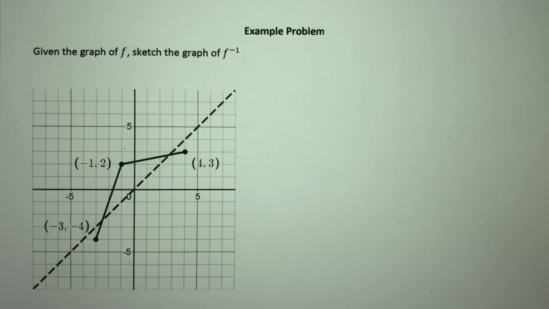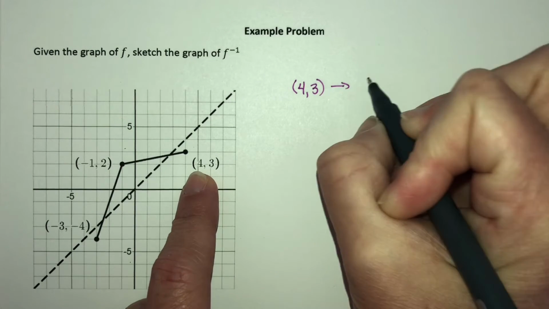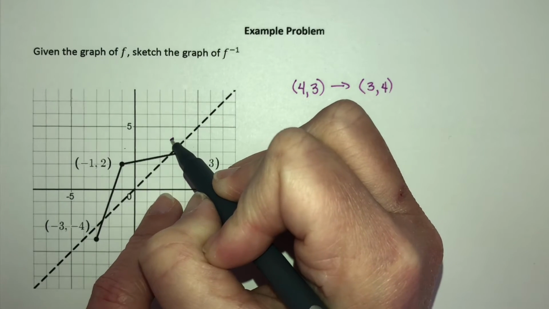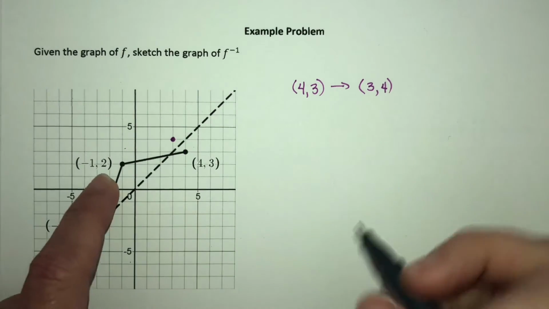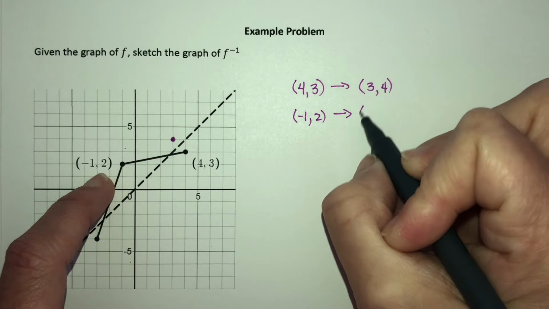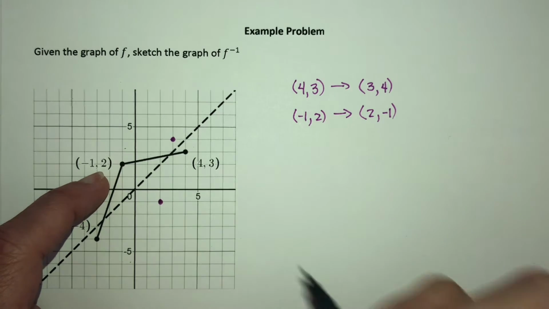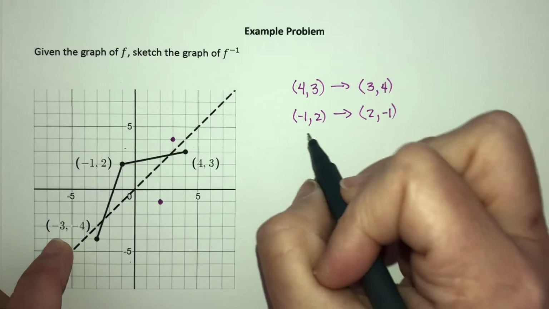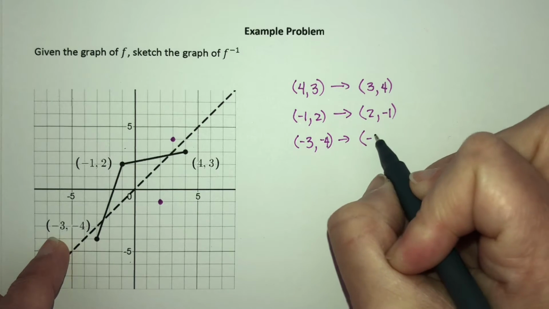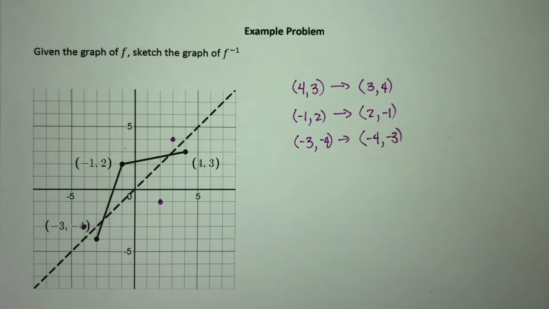So if I just go through this list, the ordered pair (4, 3), I'm going to move to the point (3, 4). So (3, 4) will be here. I have the point (-1, 2), which I'm going to reflect over to the point (2, -1), so (2, -1) would be here. And then I have (-3, -4), and it's going to be reflected over to (-4, -3). So (-4, -3), unfortunately, is in the middle of that printed ordered pair.